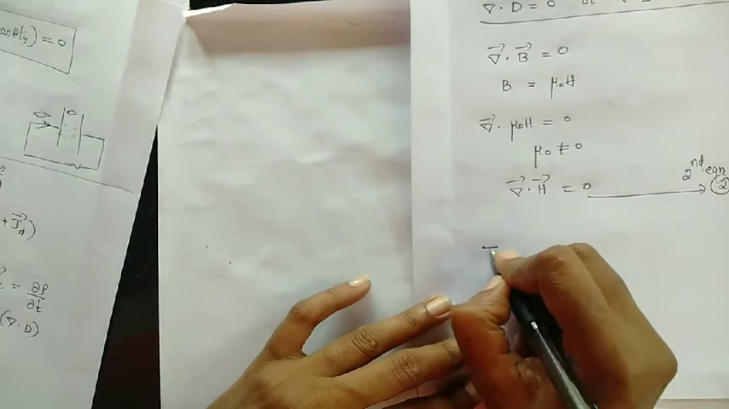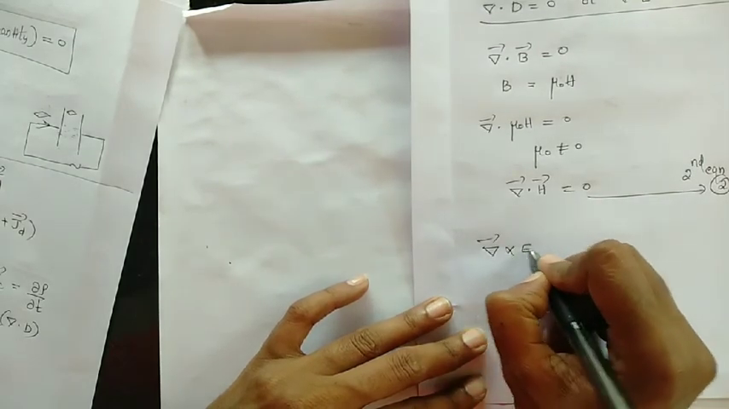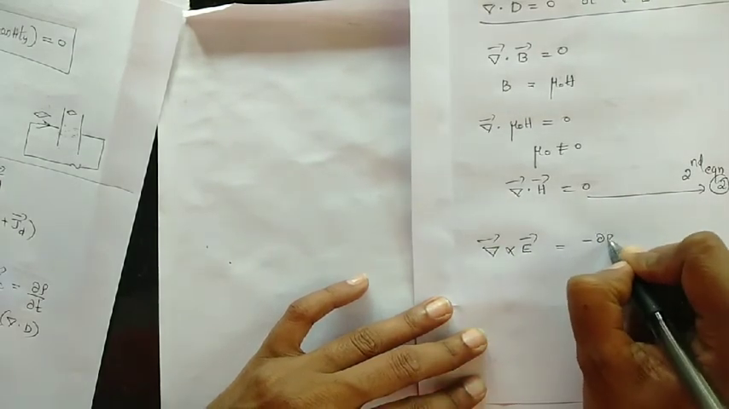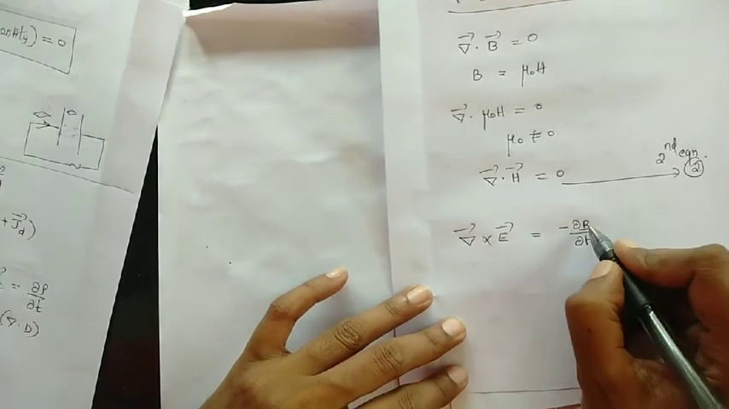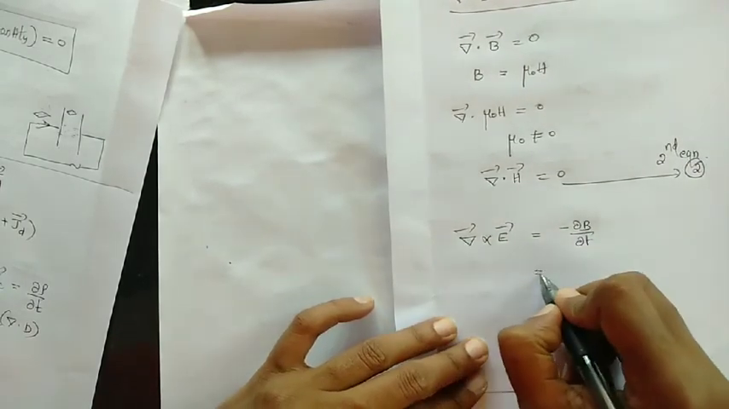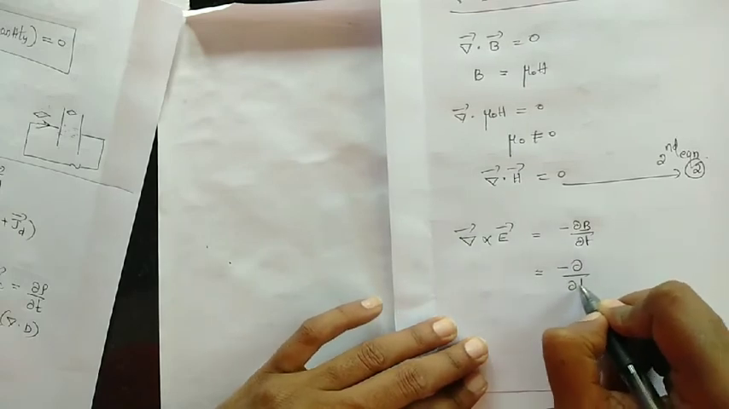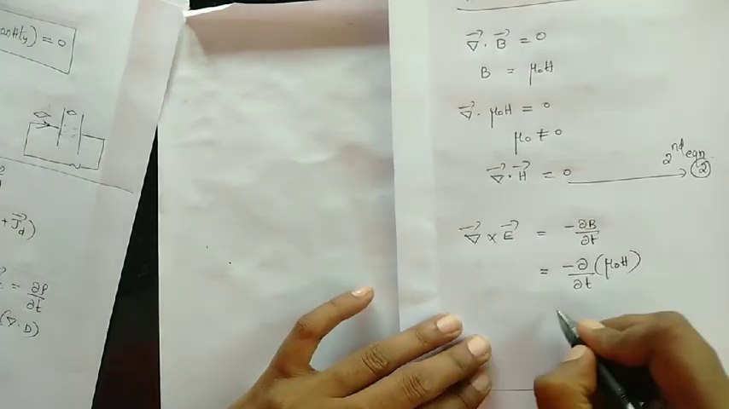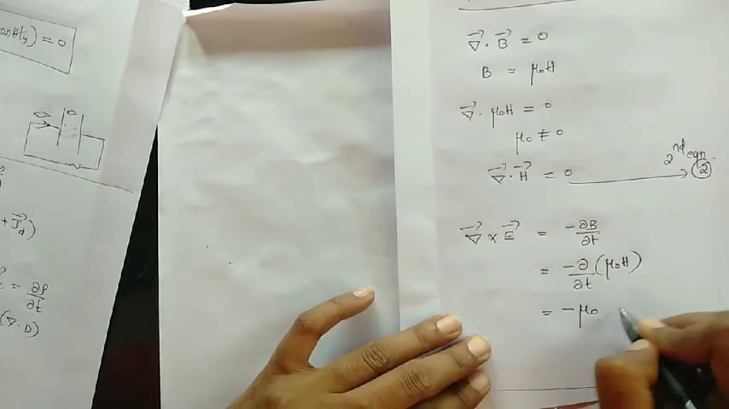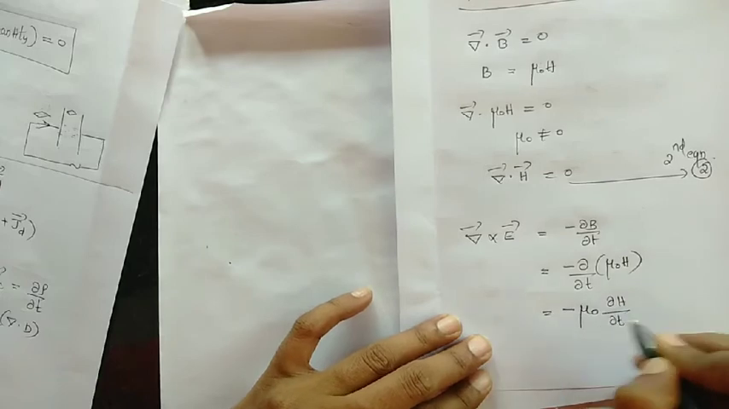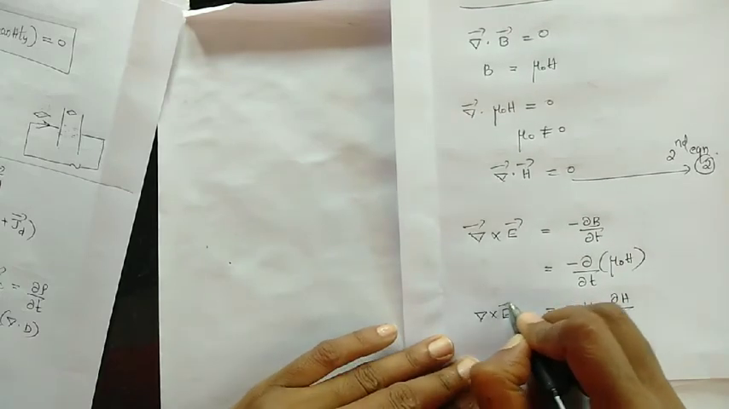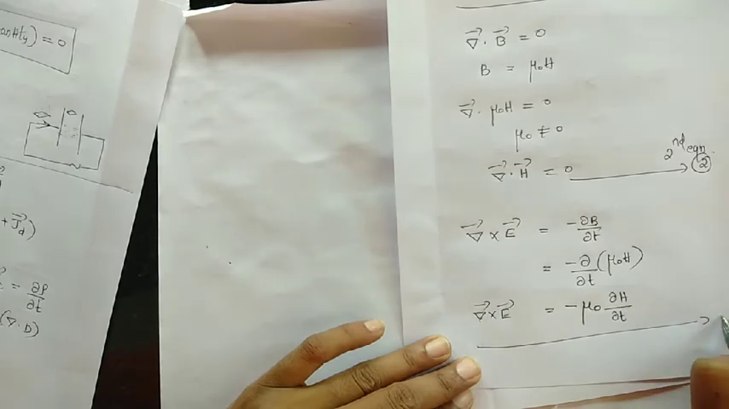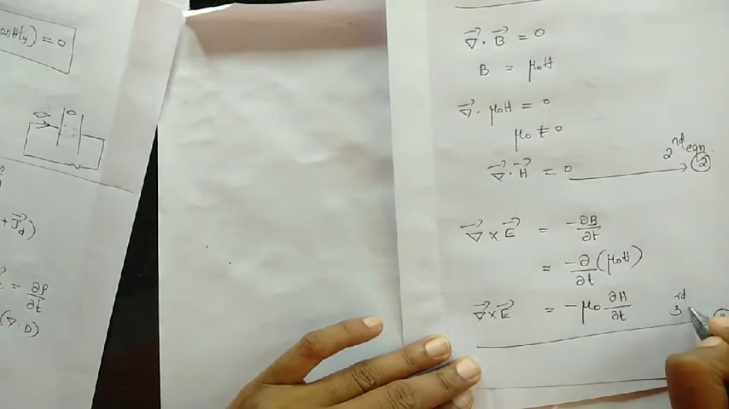Then the third one was given in a medium as del cross E, Faraday's law, equal to minus dou B by dou t. But for free space, B equals mu 0 into H. So it can be written as minus dou by dou t of mu 0 into H. It becomes minus mu 0 into dou H by dou t, isn't it? So this is Maxwell's third equation in free space. Very easy.